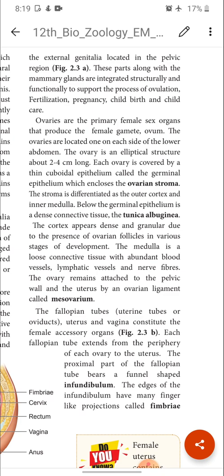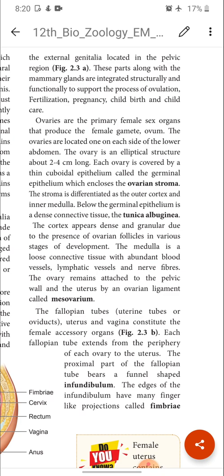And next, the ovary is an elliptical structure about 2 to 4 centimeter long. Each ovary is covered by a thin cuboidal epithelium called germinal epithelium, which encloses the ovarian stroma. What is the stroma? The stroma is inside the ovary. The whole place is called stroma. The stroma is differentiated into outer cortex and inner medulla.